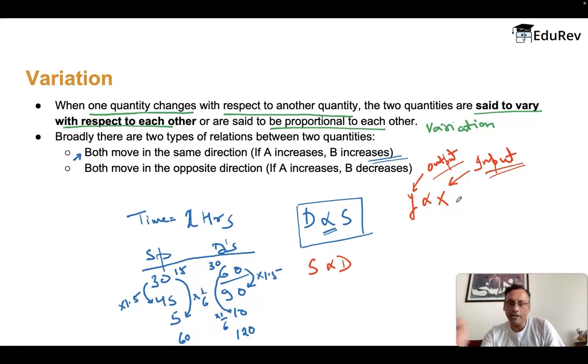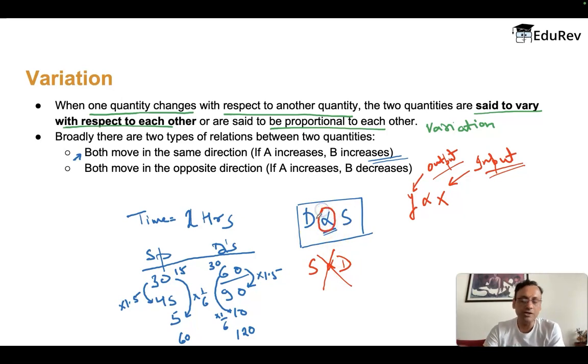Okay, so remember, x on the right hand side is the input, y on the left hand side is the output. Okay, so here if you look at distance and speed, what are you changing? You're changing the speed because of which distance is changing, right? Not vice versa. So what you are controlling is speed, hence speed is x, hence speed should be on the right hand side. Okay. So we'll say distance is proportional to speed, not speed is proportional to distance. Okay. And this symbol is the proportionality symbol.